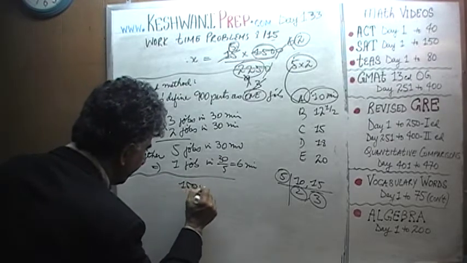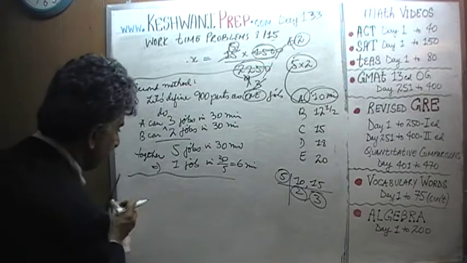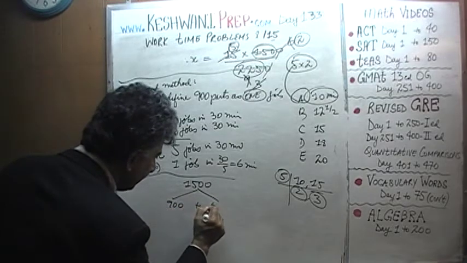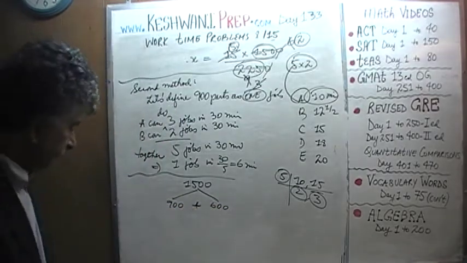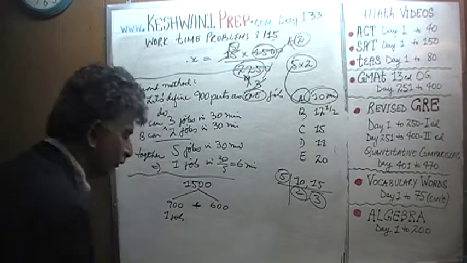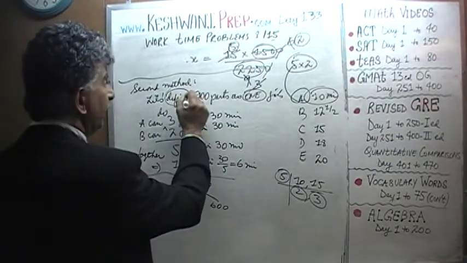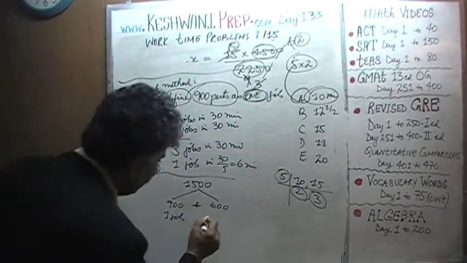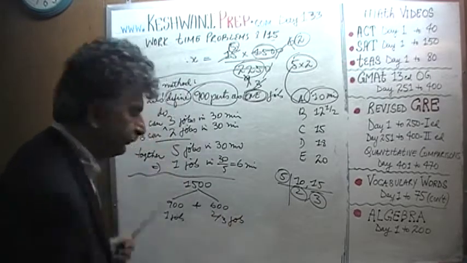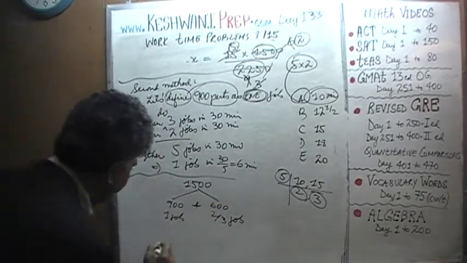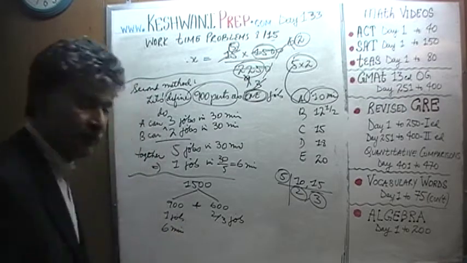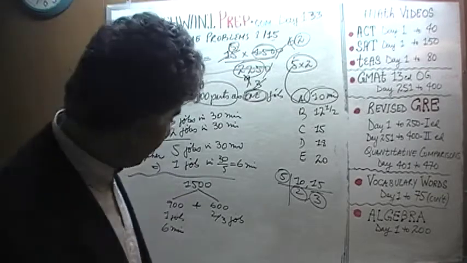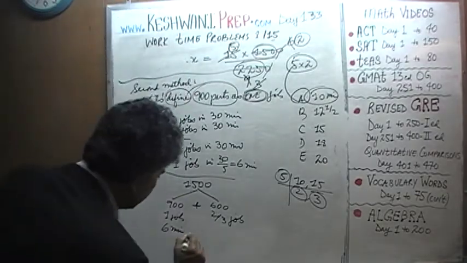What we want are 1500 parts. This is where things are going to get prickly. As I said, pay attention. We want 1500 parts. Well, 1500 is made up of 900 plus 600. Are you with me? We define 900 as one job. If 900 is one job, 600 is two-thirds of a job. One job, we just found out, takes 6 minutes. And since 6 is made up of 2 plus 2 plus 2, a third of 6 is 2. Two-thirds of a job will take another 4 minutes.